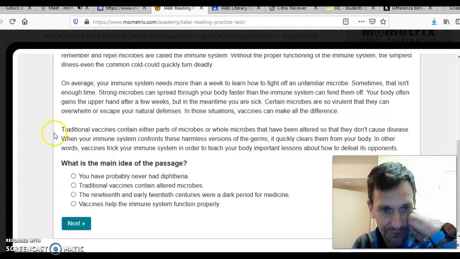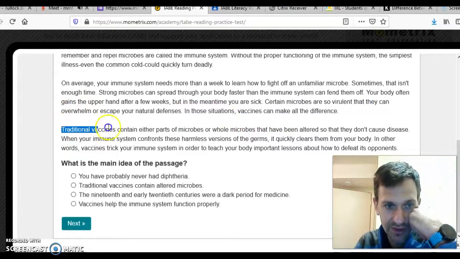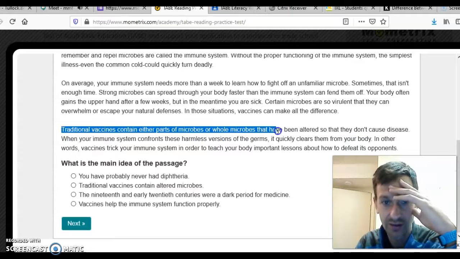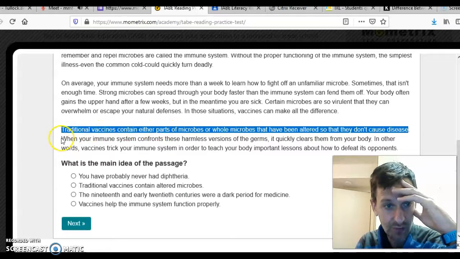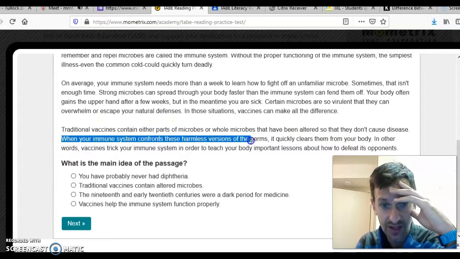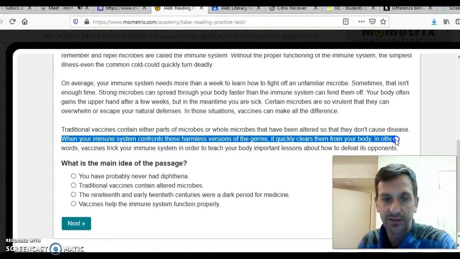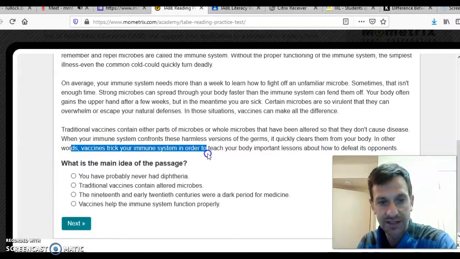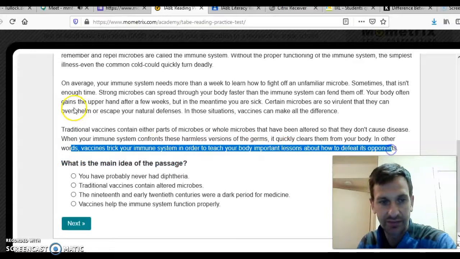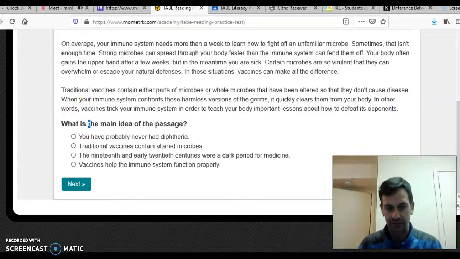Vaccines make the difference. Traditional vaccines contain parts of microbes or whole microbes that have been altered so they don't cause disease. When your immune system confronts these harmless versions of the germs, it quickly clears them from your body. In other words, vaccines trick your immune system in order to teach your body important lessons about how to defeat its opponents.